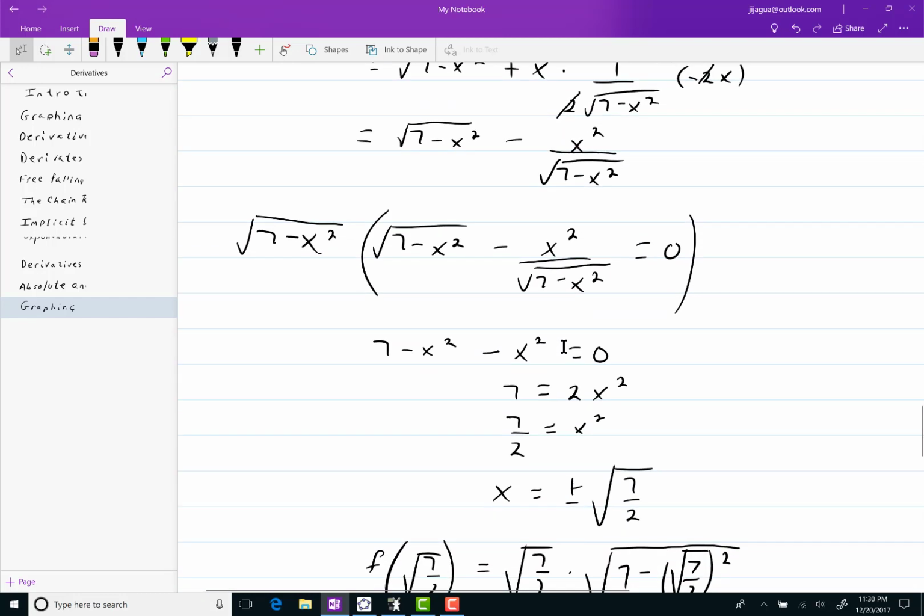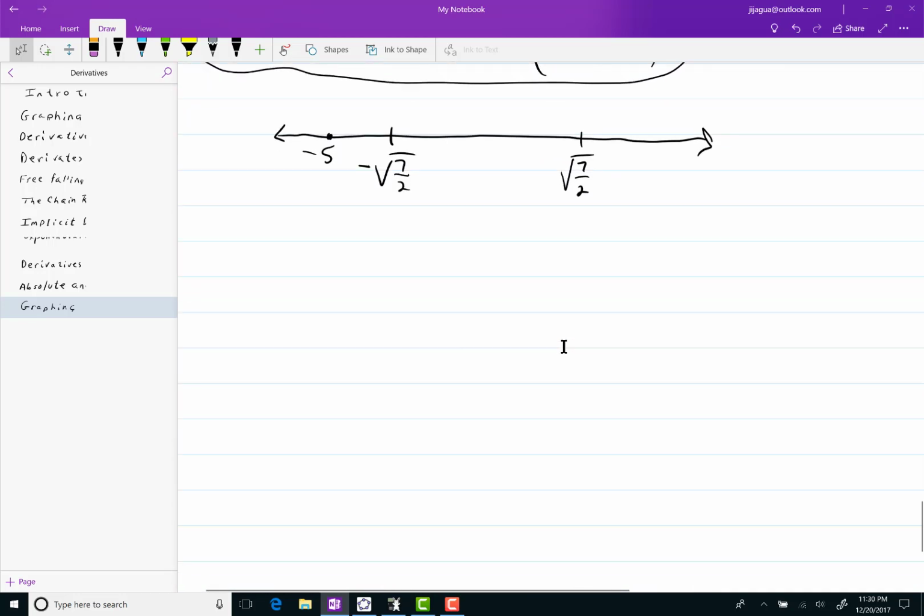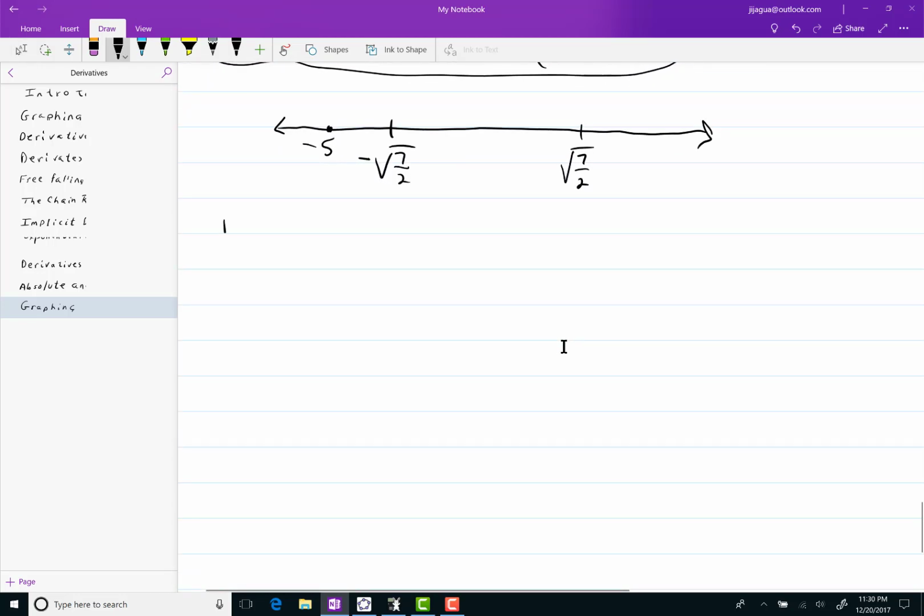So I'm just recalling what the derivative was. Let's throw it in here and see what we get. So we have the square root of 7 minus 5 squared, minus 5 squared, divided by the square root of 7 minus 5 squared.